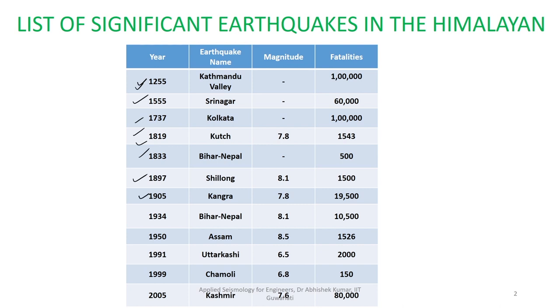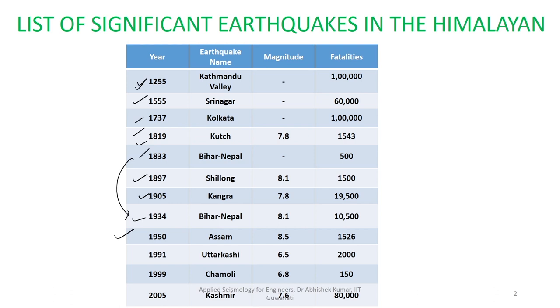In 1905, there was an earthquake in Kangra of magnitude 7.8 and the casualties were close to 19,500. In 1934, again there was an earthquake, the magnitude of the earthquake was close to 8.1, which led to almost 10,500 casualties. In 1950, again there was an earthquake in Assam of magnitude 8.5, leading to 1526 casualties.